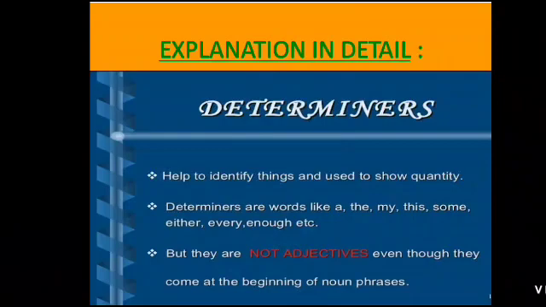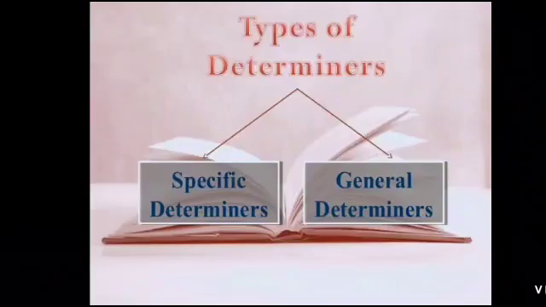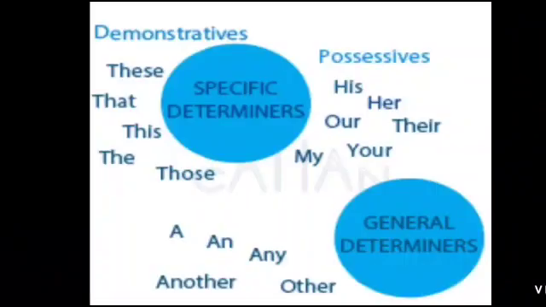Is it clear? What are the two types of determiners, children? The two types of determiners are specific determiners and general determiners. Determiners like these, that, this, the, those, his, her, their, our, my, your, these all are specific determiners, and general determiners are a, an, any, another, other. These all are general determiners. So these all are the determiners. Let us come to understand them in detail.